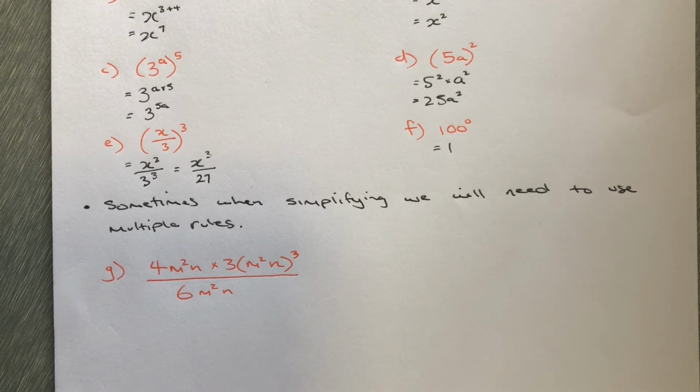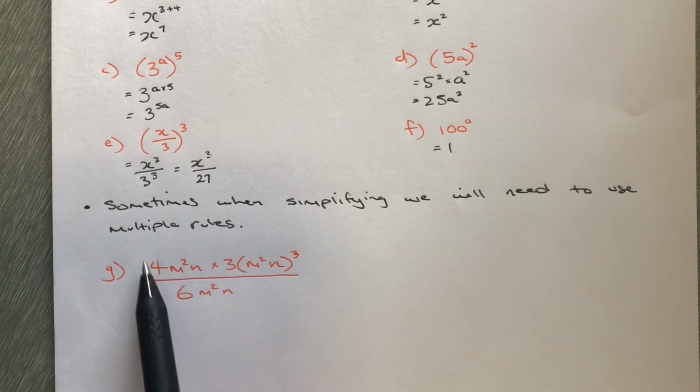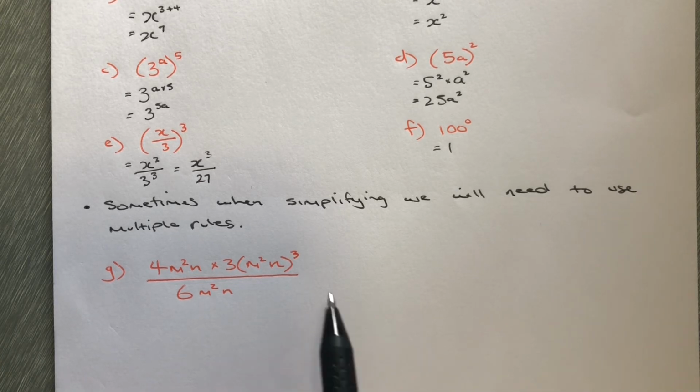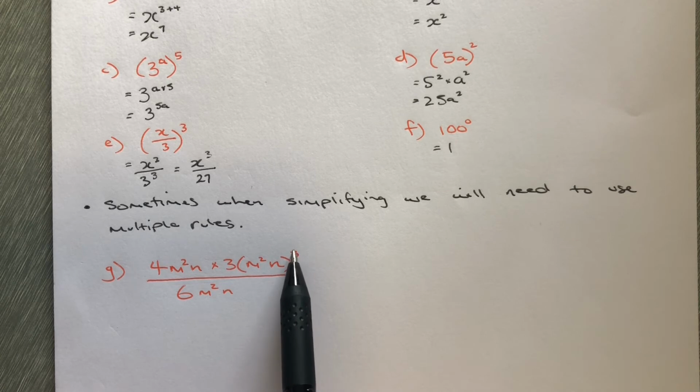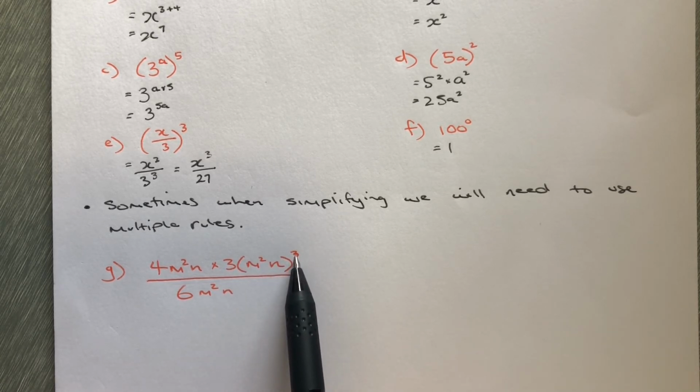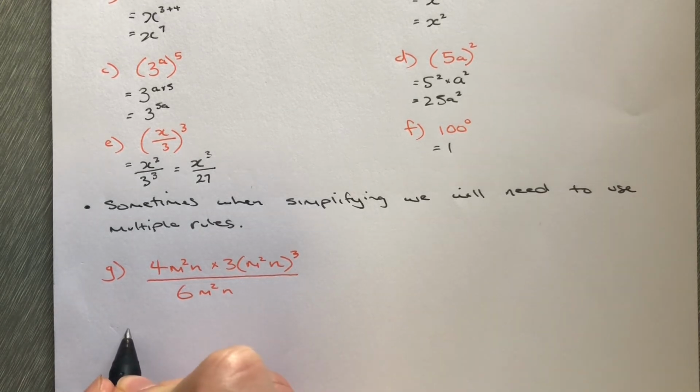written here. So sometimes when we're simplifying, we'll need to use multiple rules. What I like to do is consolidate everything up the top and consolidate everything down the bottom, and then start cancelling things out. So let's do that. I can see that we've got a set of brackets here, and there's a 3 on the outside. So that 3's got to apply to both of these. So that might be the first thing that I do.